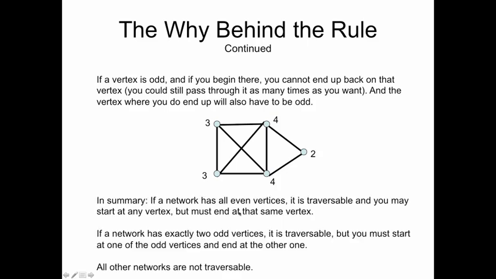In summary, if a network has all even vertices, it is traversable and you may start at any vertex, but you must end at that same vertex. If a network has exactly 2 odd vertices, it's traversable, but you must start at one of the odd vertices and end at the other one. Any other kind of network is not even traversable. So go back and look at the other examples and see if they agree with what we have just summarized.